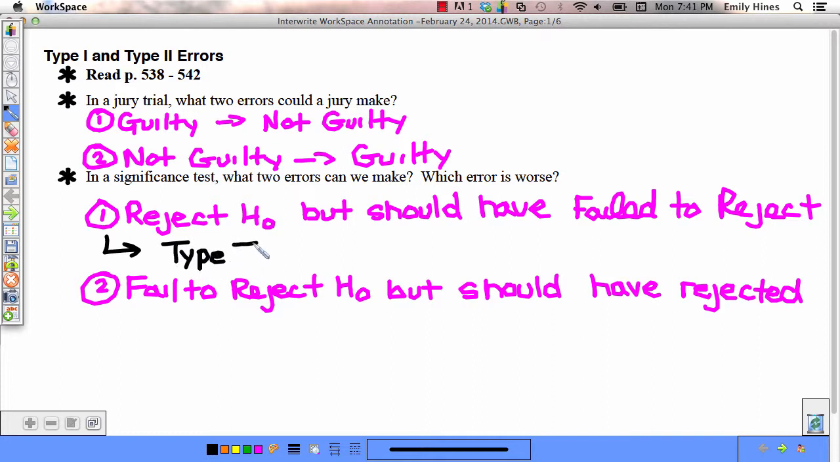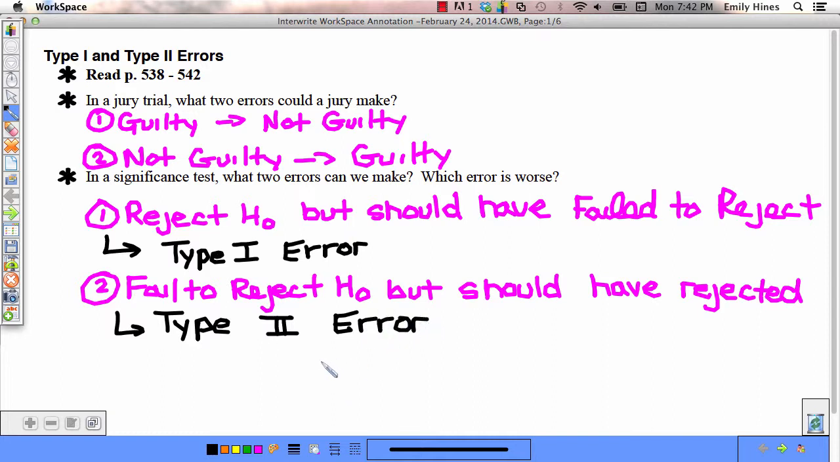Now, I would rather you say, and so would the AP readers, that you explain the error. Oh, the error is that I rejected the null, but I should have failed to reject. Rather than say type 1 error and mix up the two types. This one, fail to reject, is a type 2 error. So their names are very similar, type 1 and type 2. It's much better to just explain the error. Oh, I failed to reject the null, but I should have rejected it. That's a type 2 error. But if you explain it out in words, you're going to get the same credit as if you said type 2 error.